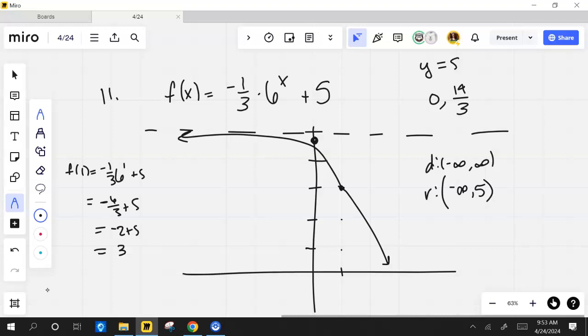How about the end behavior? As x approaches infinity, what does f of x approach? Negative. As x approaches negative infinity, what does the graph approach? All right, let's move on.